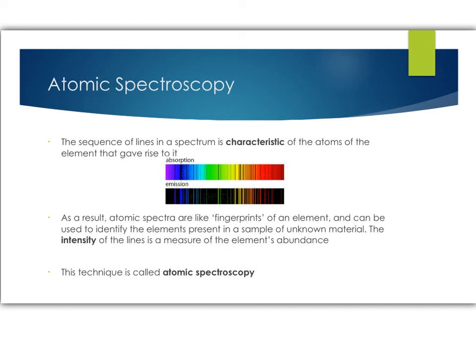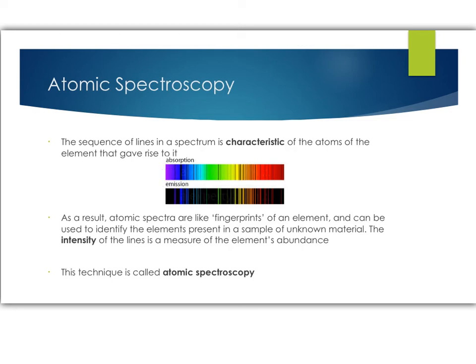And they can be really useful. You can use these atomic spectra to identify the elements that are present in a sample. Let's say you don't know what elements are in an unknown material. Note as well that the exact lines that appear as coloured lines on a black background in an emission spectrum correspond exactly to the black lines in an absorption spectrum.